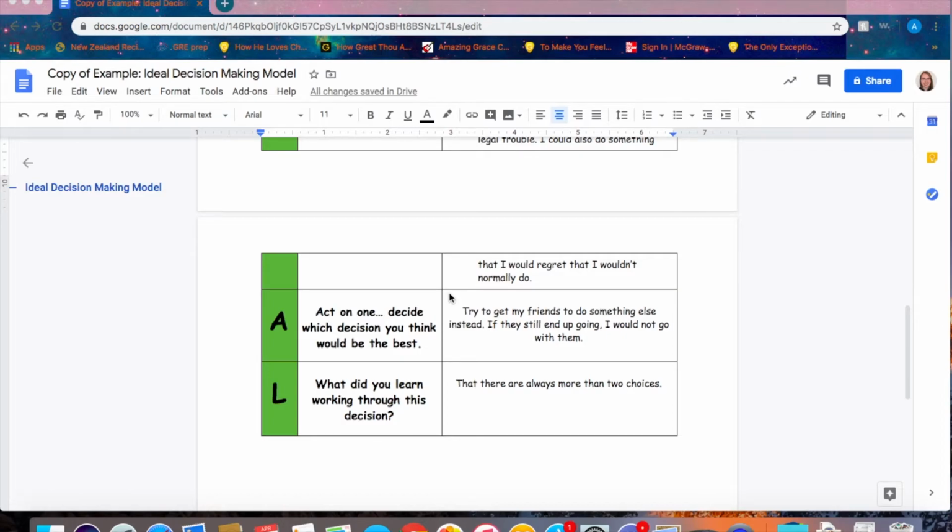First, I would try to negotiate, like we've been talking about, like, hey, let's do something else. And if they still wouldn't do something else, then I would just resist, say, no, I'm not going to do it. Some people might make a different decision. Maybe they might decide to go, but just not try any substances or whatever. But that's the decision that I thought was best.